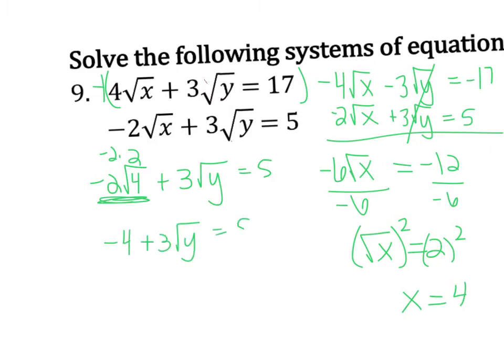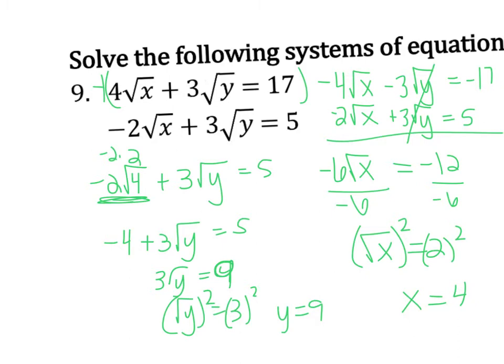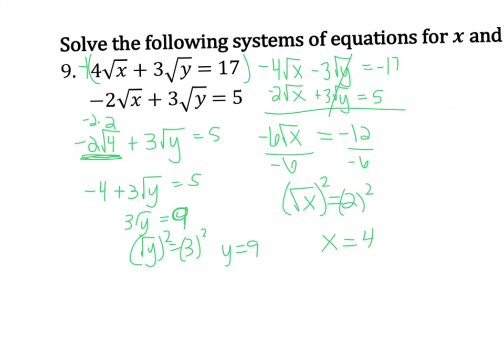And I'm still trying to solve for that radical, so I'm going to add 4 to both sides. So then I'm going to divide both sides by 3. And then to undo that radical, I'm going to square both sides. And so I end up with y equals 9. So if you remember back from Algebra 1, when we're solving a system of equations, we are looking at the point where two different types of graphs intersect. And so these two graphs are intersecting at 4, 9.